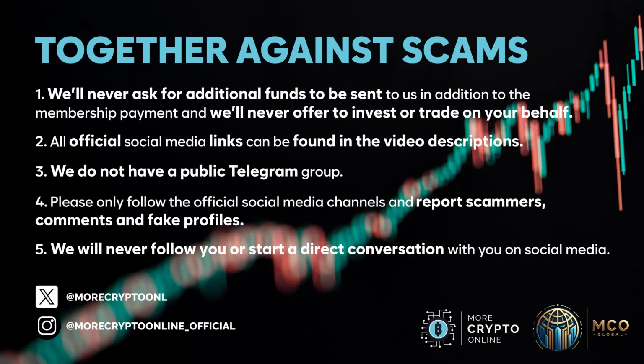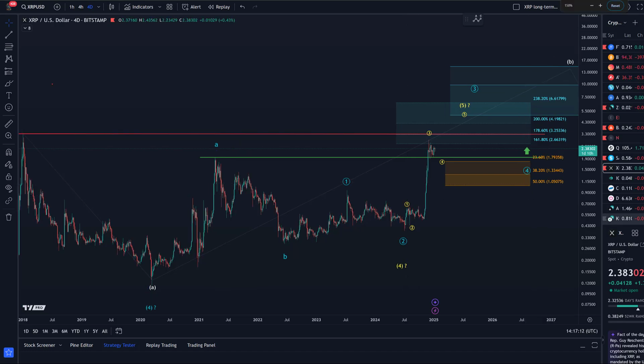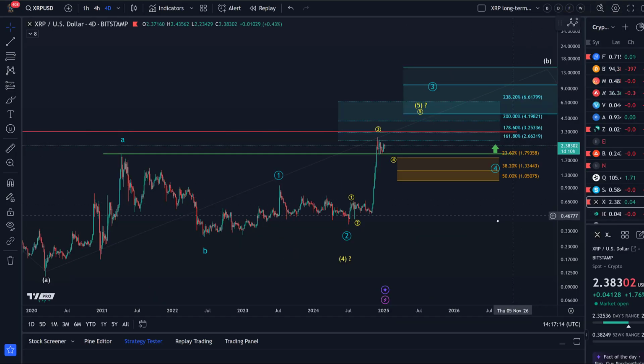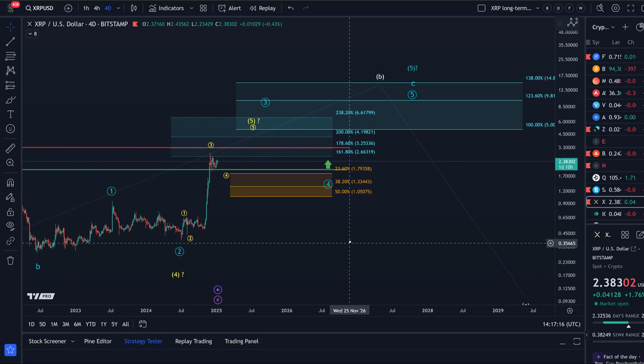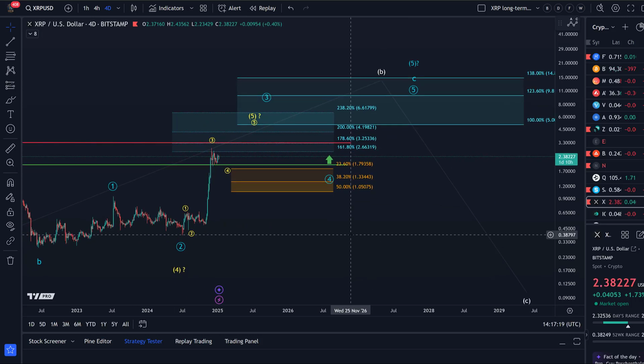Hello and welcome to another update video about XRP. We are currently on the larger time frame for XRP and we're going to take a look at the chart from an Elliott wave point of view.